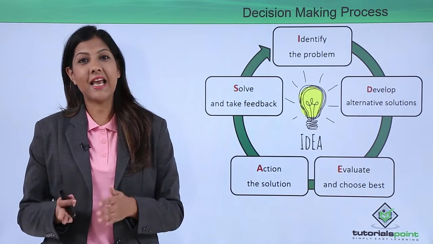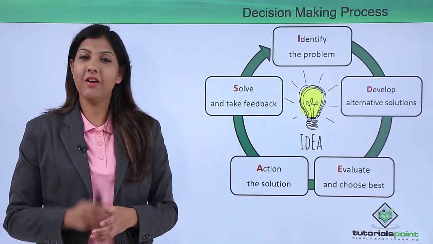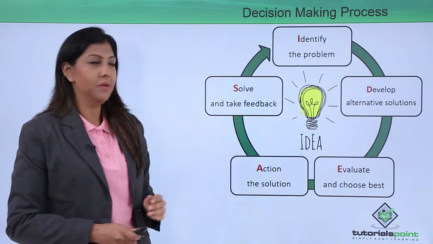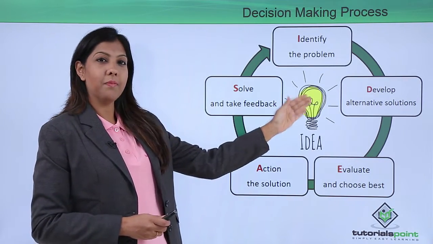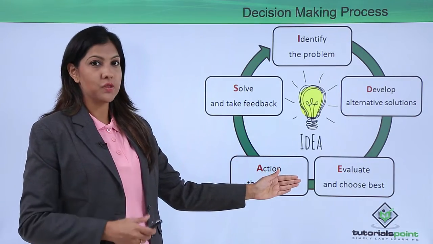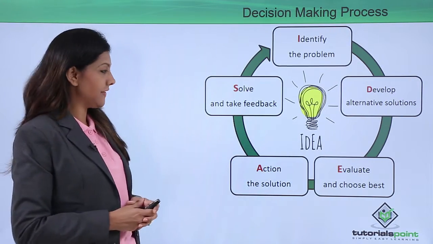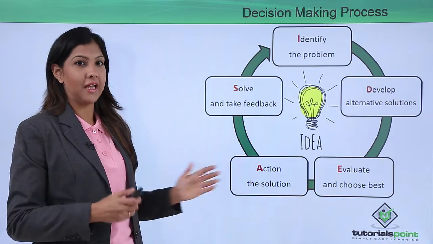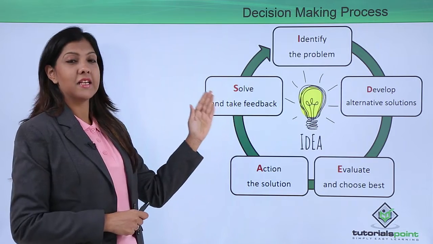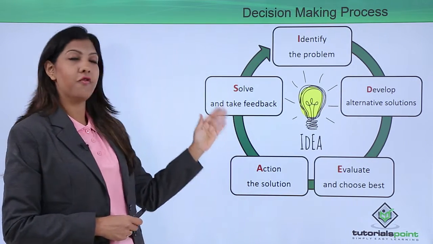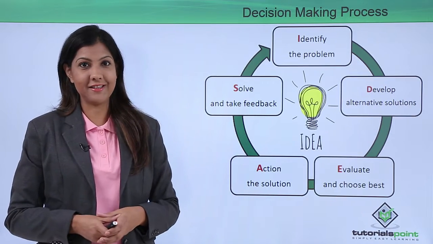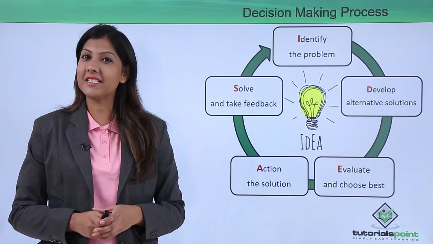Now I, D, E, A and S stand for a particular thing. For example, I stands for identify the problem, D stands for develop an alternative solution, E stands for evaluate and choose the best from those different alternatives, A stands for action, that is action the solution, and S stands for solve, which means to take feedback for that particular option or alternative that you have finalized. Now let's take a look at all of these in detail.